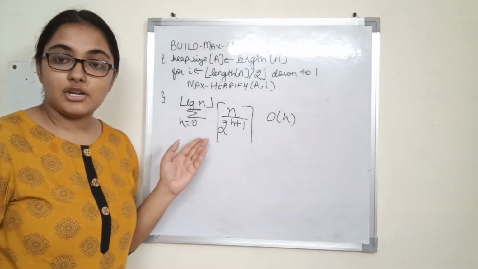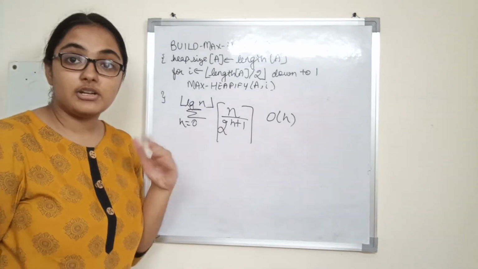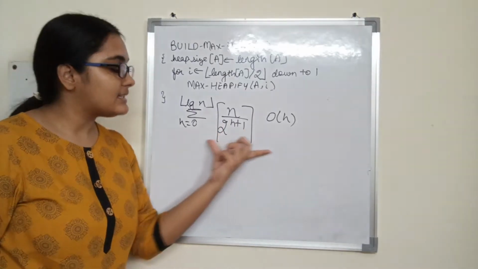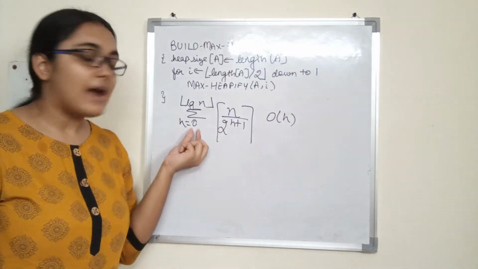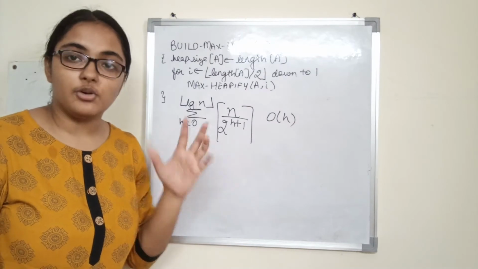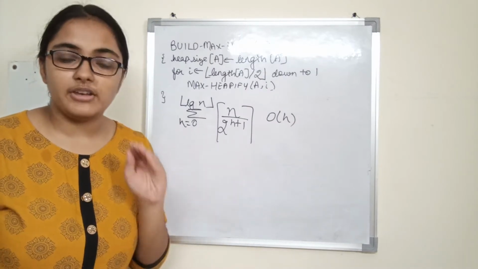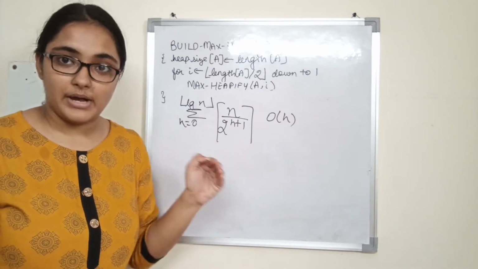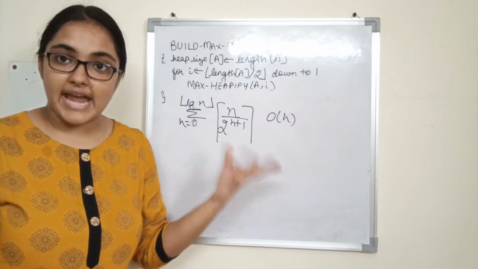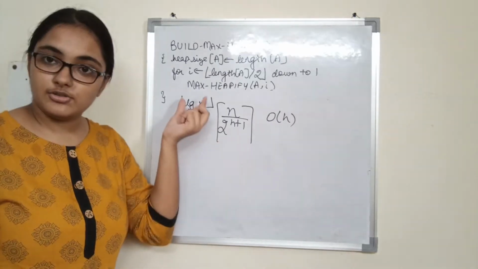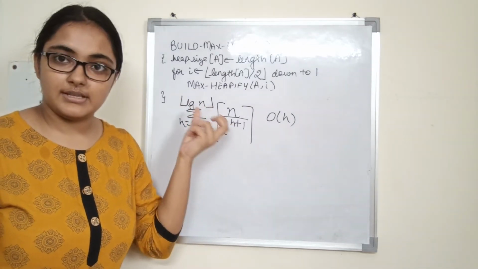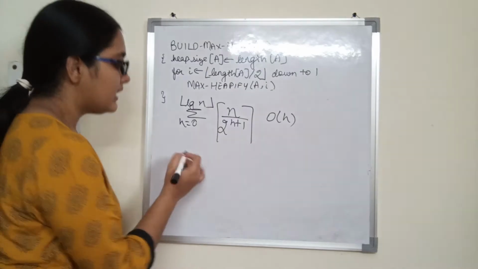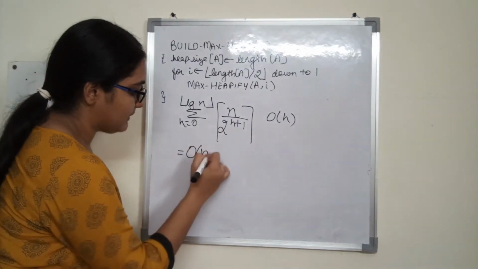Although we are not running it on leaves, in order to simplify it and take an upper bound, since this gives us a result, we are taking it from height equal to 0. Although we are not going for leaves and are starting from height equal to 1, in order to arrive at a result we take it from height 0 to log n. Log n is the max height possible, where n is the number of nodes in the heap, right? So when we evaluate it, it will become order of n.